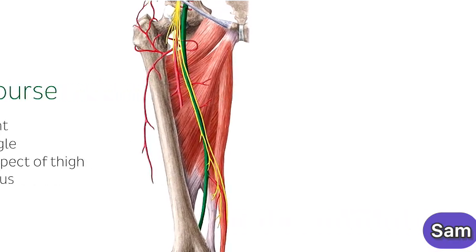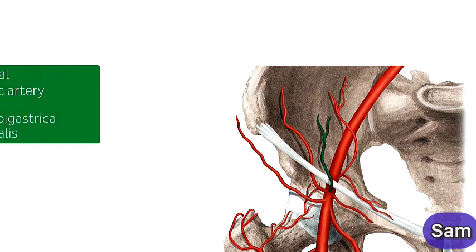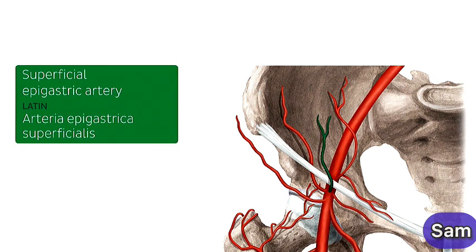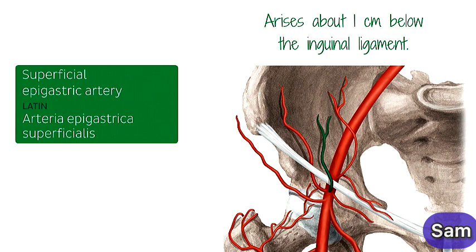The first branch we'll talk about is the superficial epigastric artery. The superficial epigastric artery is highlighted in this image in green, and as you can see, it arises about 1 centimetre below the inguinal ligament. It travels through the cribriform fascia and descends towards the abdominal superficial fascia.